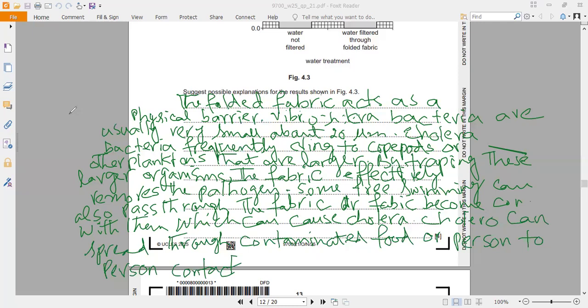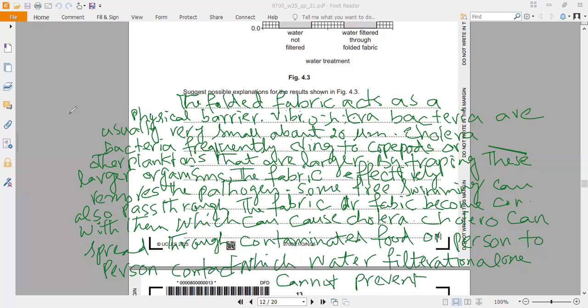So these were the possible suggestions and explanations for this question. Water filtration alone cannot prevent this, and you can see half of the bacteria were removed by the filtration method. So it was about this question.